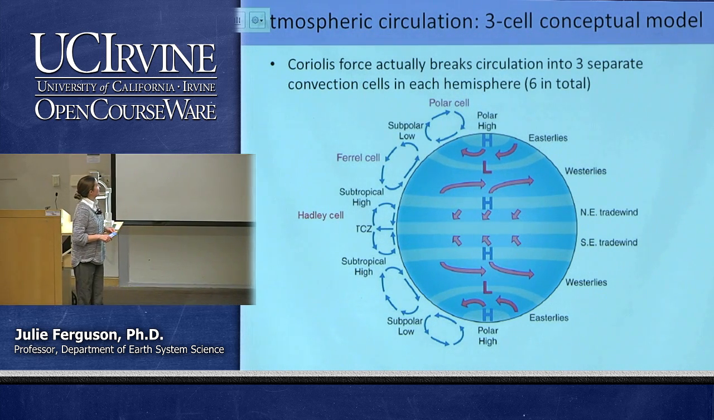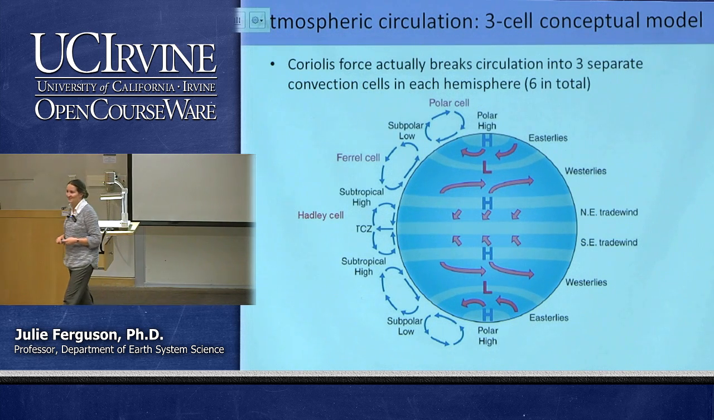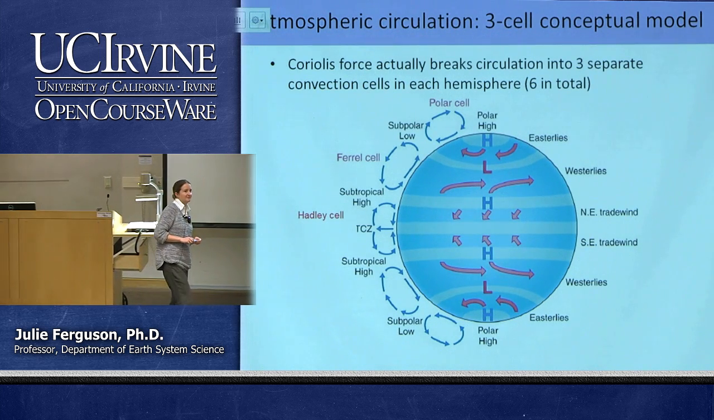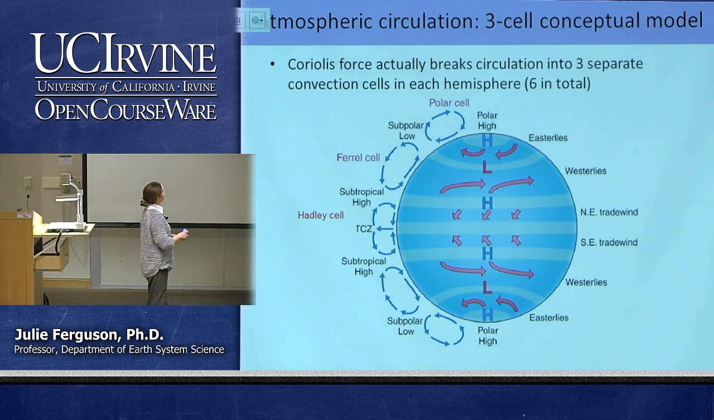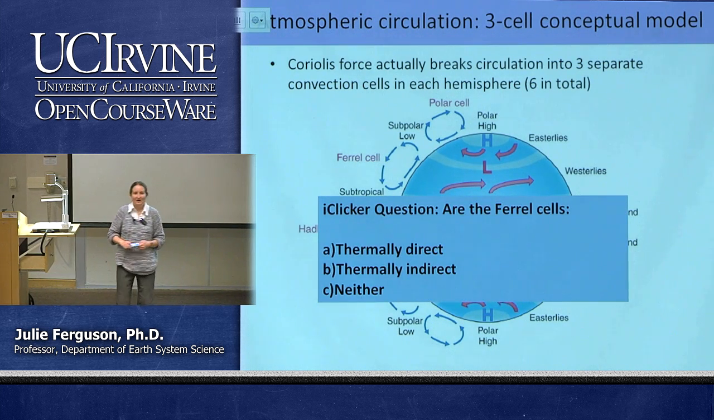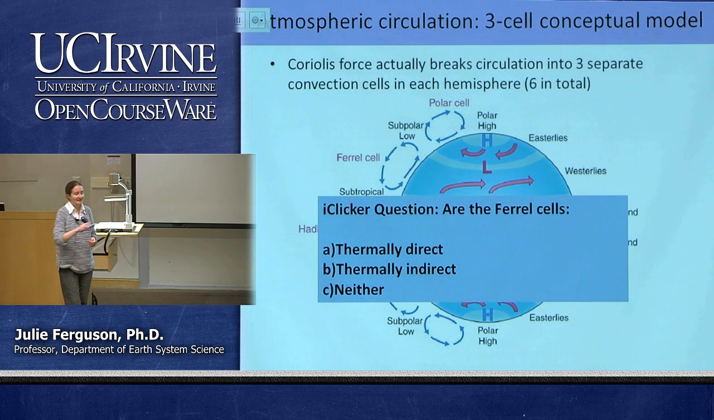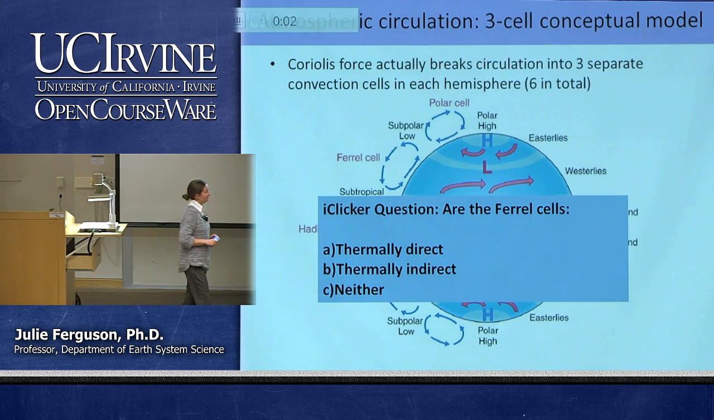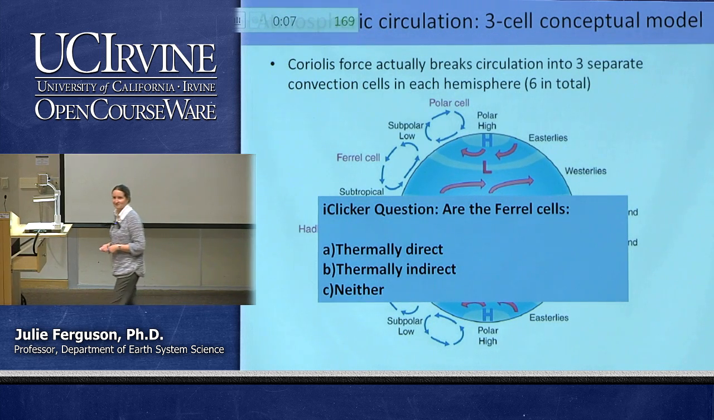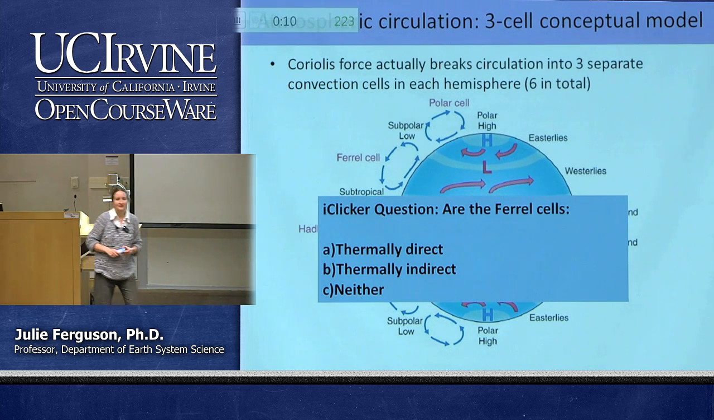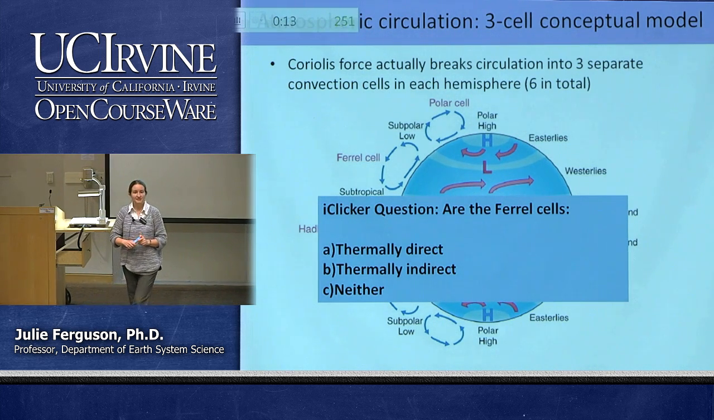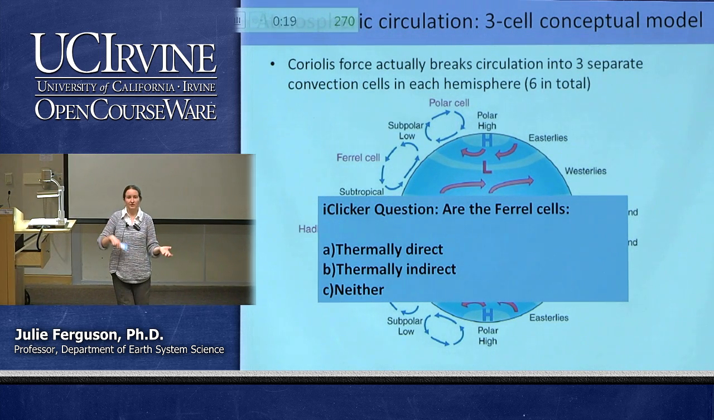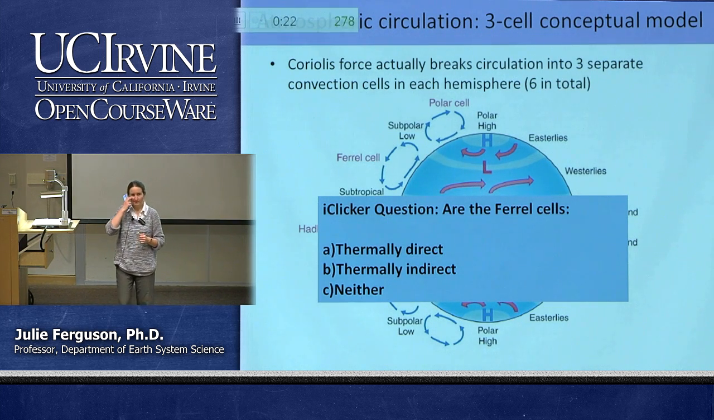And I want you to look at where air is rising and look at where air is sinking. Think to yourself, where is it warmer, where is it colder? Because you know what I'm going to ask you. I'm going to ask you, are the Ferrel cells thermally direct or thermally indirect? Okay? So where is air rising and where is it sinking? So thermally direct is where air is rising where it's warmest and sinking where it's coldest. Thermally indirect is the other way around. Okay?